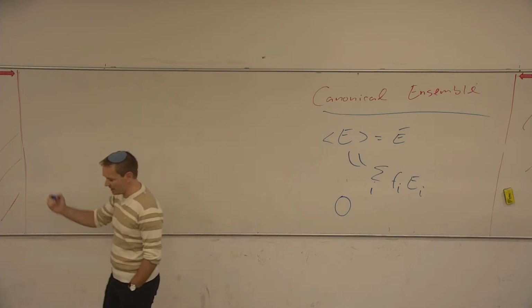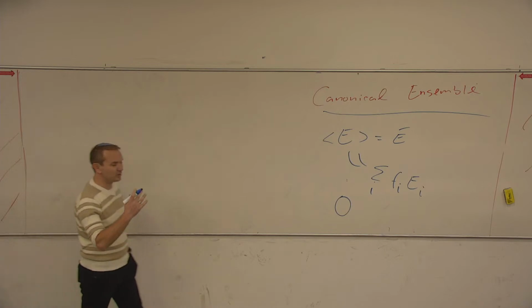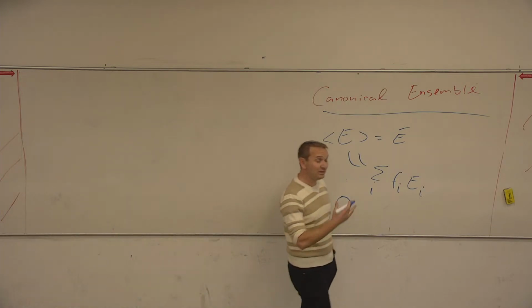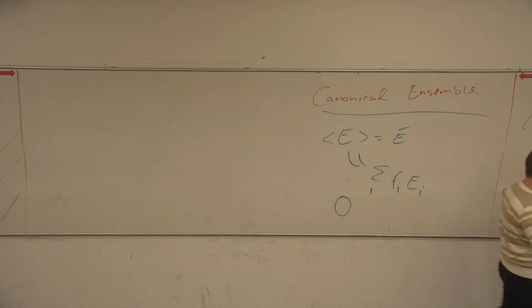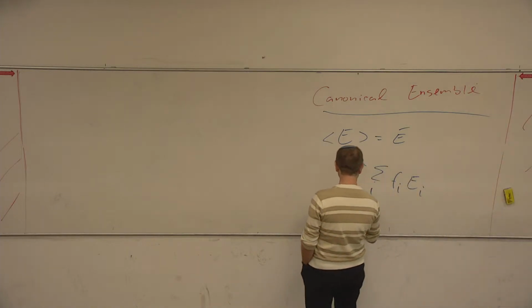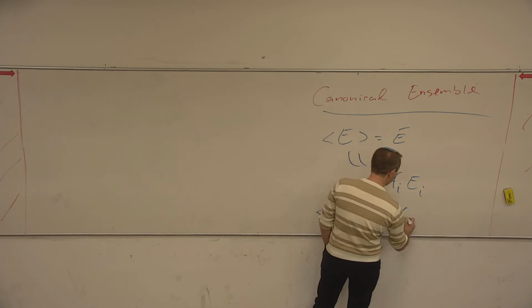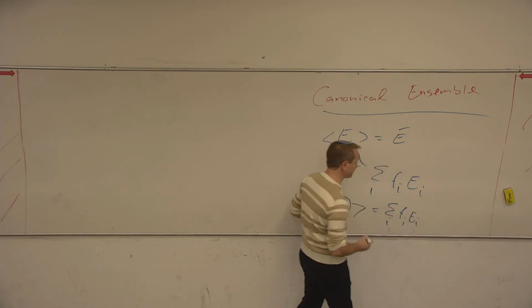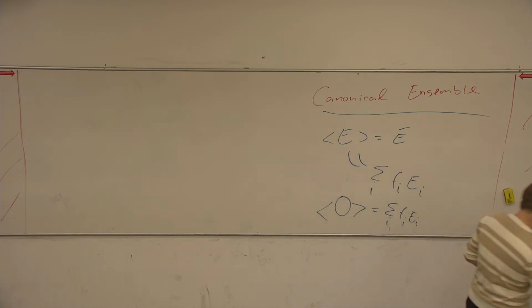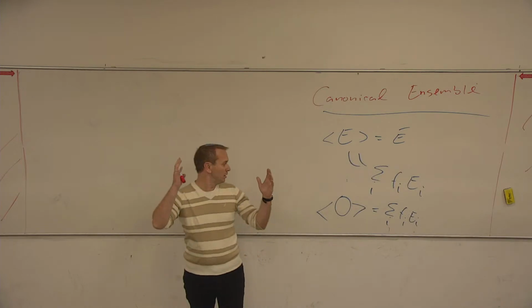Now, this applies when our observable is energy, but in general, any observable O, right? It can be the magnetic field or induction. It can be the pressure. It can be the length. Whatever your favorite observable is, O stands for observable. So the average O is always a sum over i, Fi, Oi.